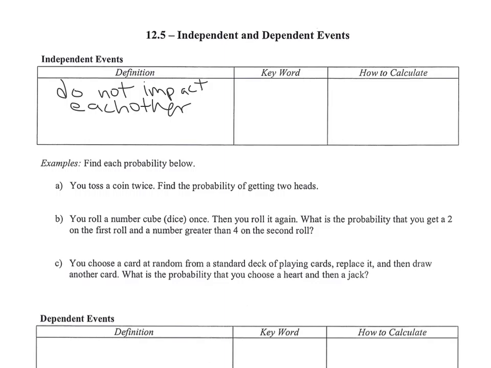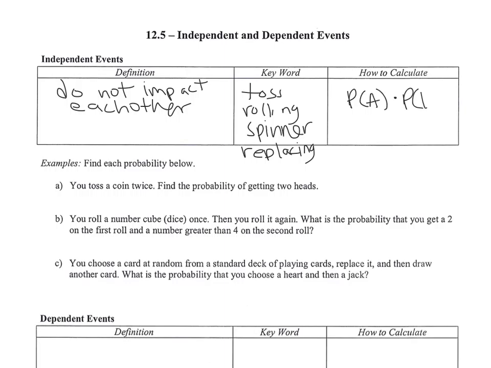So keywords can be tossing a coin, rolling a dice, spinning a spinner, and replacing. When you toss a coin, if you toss a heads, when you toss it again, just because you tossed a heads doesn't mean you're not going to have a heads. When you're rolling a dice, if you roll a 6 and then you roll again, the probability is still the same, so it's not affecting it. Same with the spinner and replacing. So to calculate independent events, you do the probability of the first event times the probability of the second event.